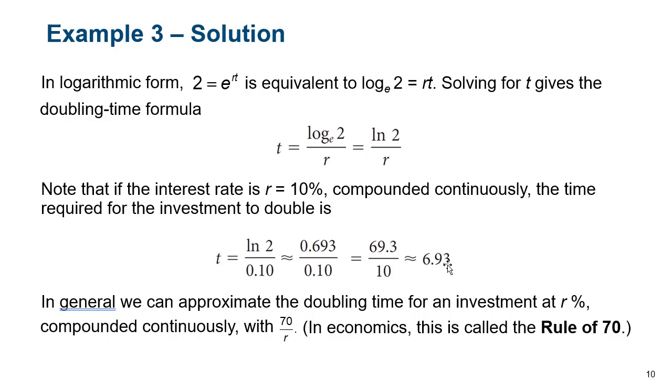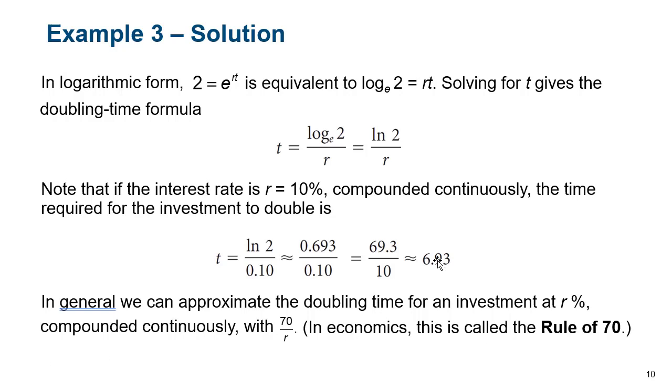So in general, we can approximate the doubling time for an investment at R% compounded continuously with 70 over R. You see how this was 70 over R, where R is the interest rate written as a number and not as a decimal. So that's where this comes from. So we can approximate the answer by 70 over R. And this is called the rule of 70 in economics, basically saying that it takes 70 years to double.